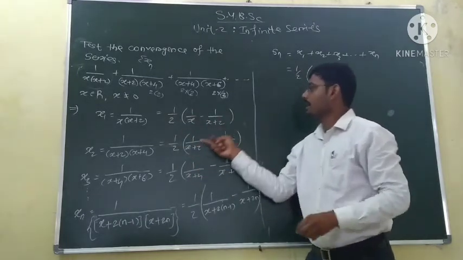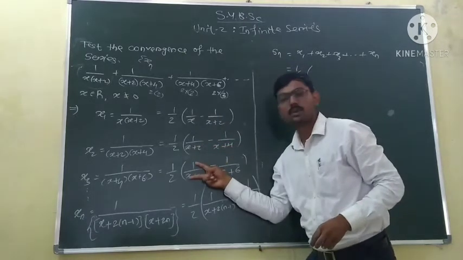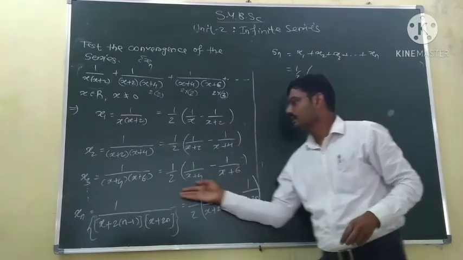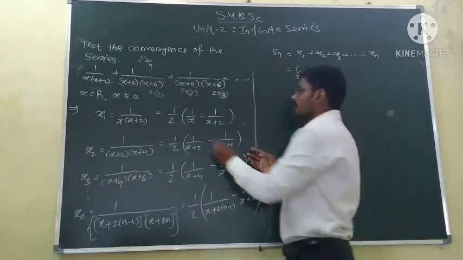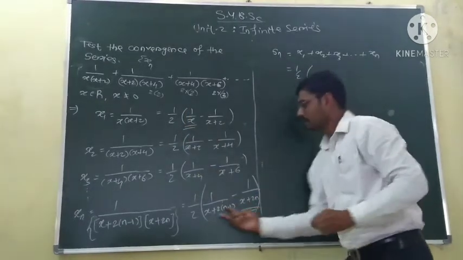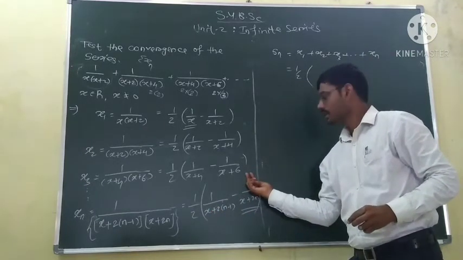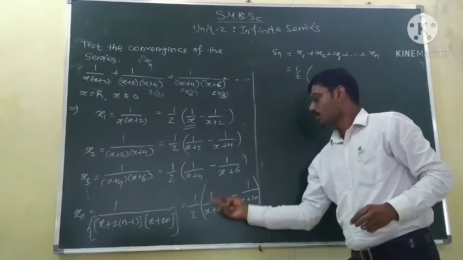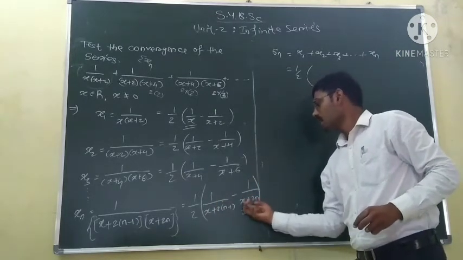So minus 1 upon x plus 2 and here plus 1 upon x plus 2 will get cancelled. Here minus 1 upon x plus 4 and plus 1 upon x plus 4 will get cancelled. This minus 1 upon x plus 6, and in the fourth term you will find plus 1 upon x plus 6. So the only terms remaining are the first and the last term. The middle terms will be cancelled in the n minus 1 terms. So here minus 1 upon x plus twice n minus 1 and plus 1 upon x plus twice n minus 1 will get cancelled. So remains only minus 1 upon x plus twice n.